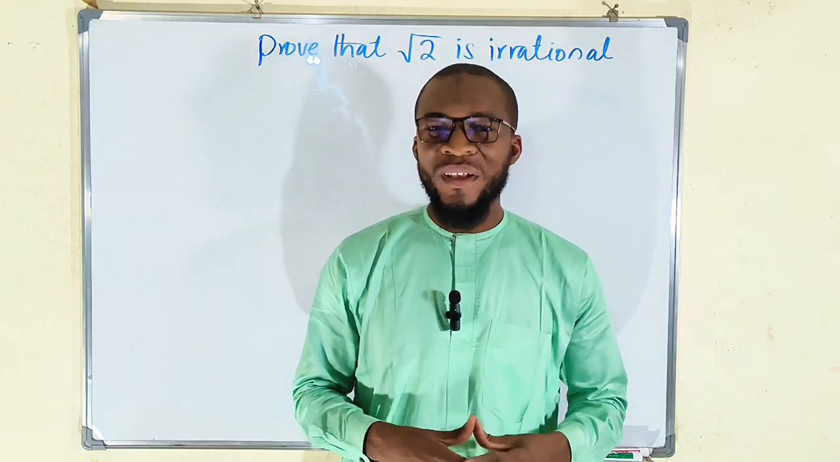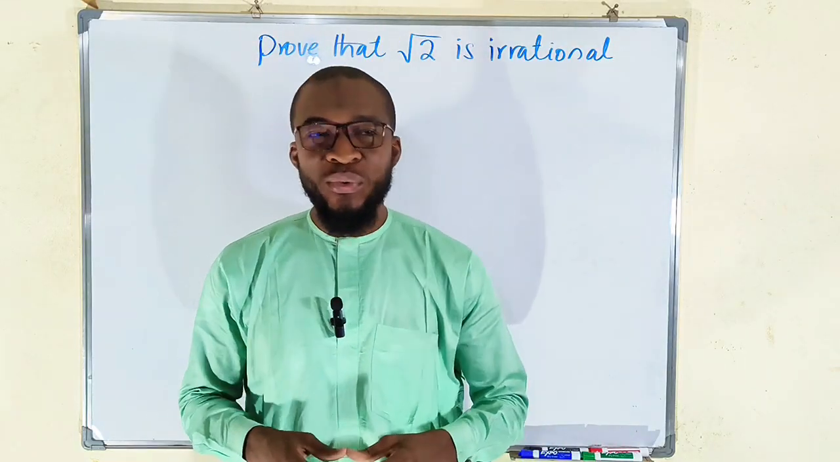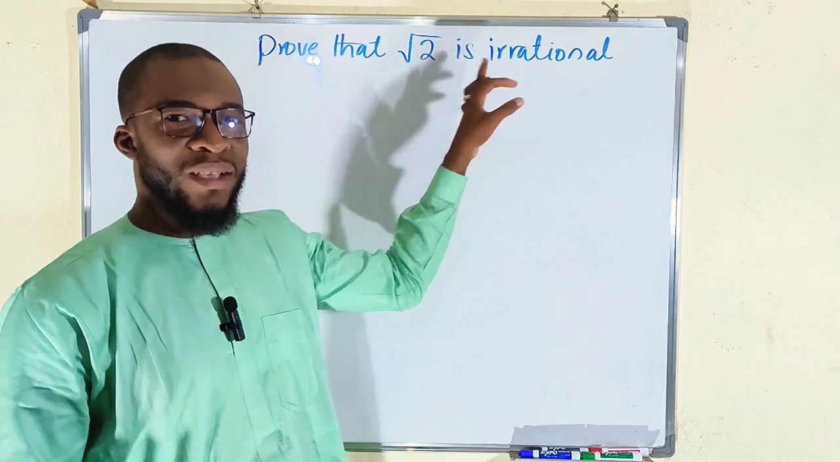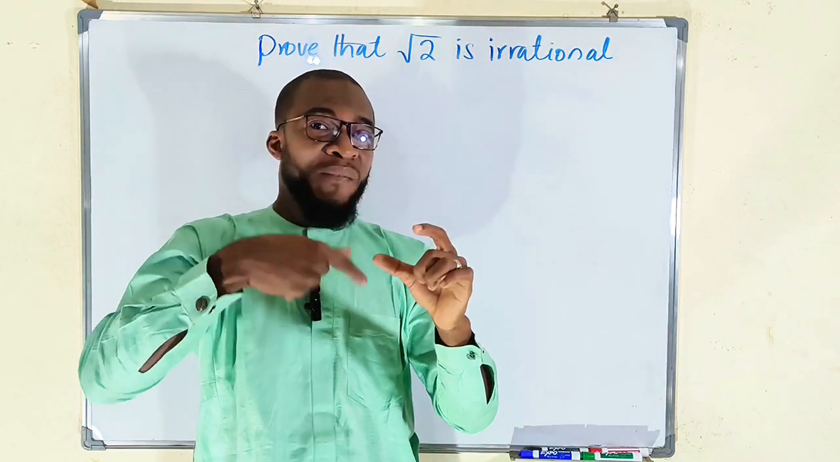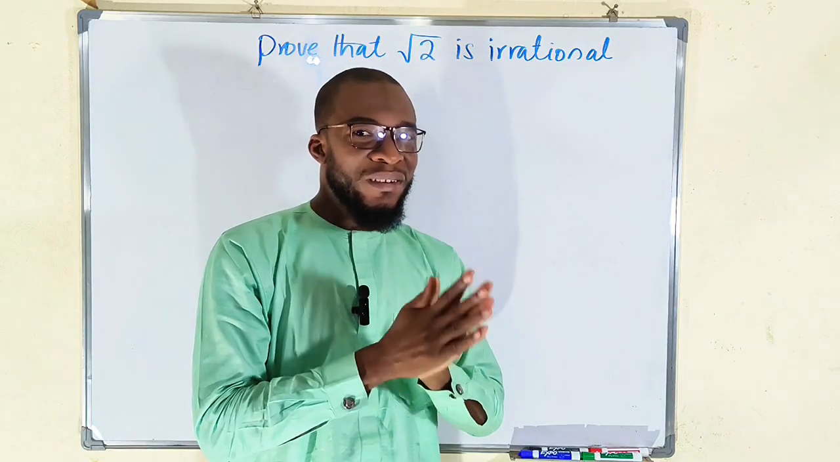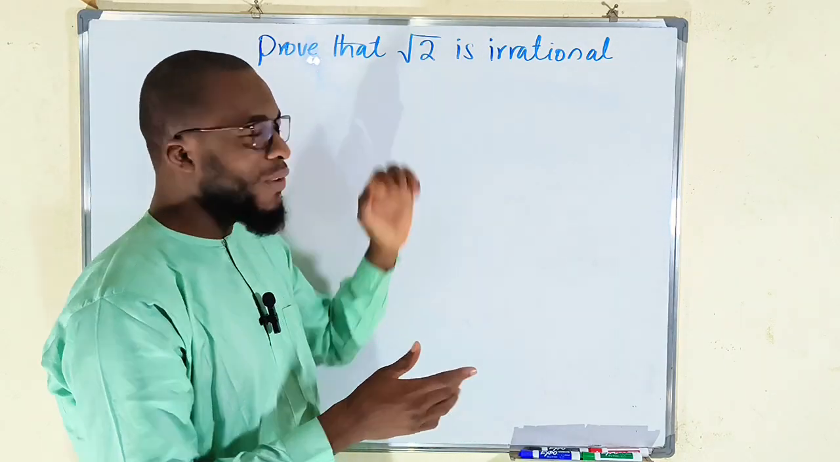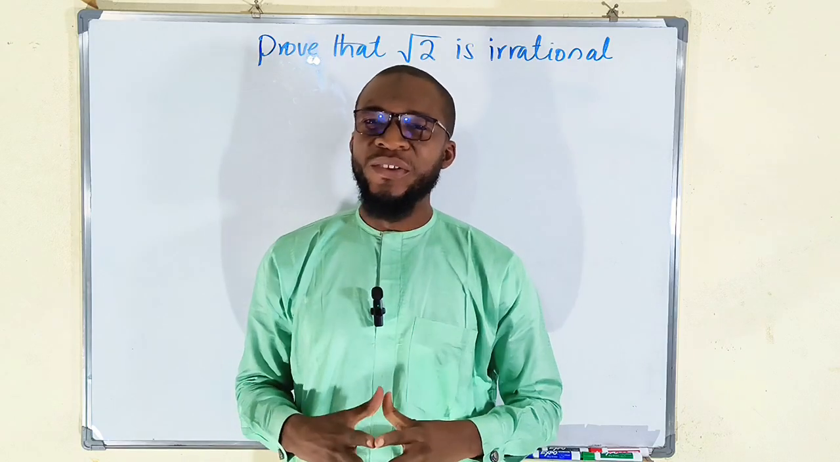Hello, good day viewers. In this tutorial, I would like to prove that the square root of 2 is an irrational number. We have learned that the square roots of non-perfect square numbers are always irrational. So I would like to prove it today. But what is a rational number?